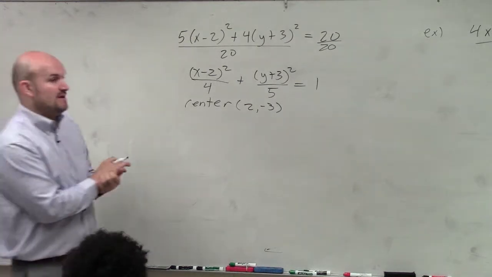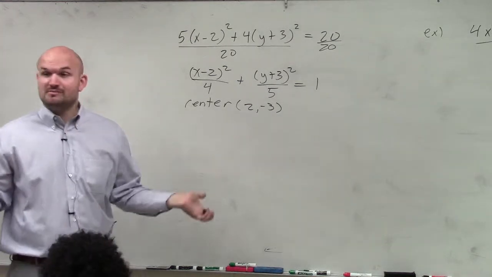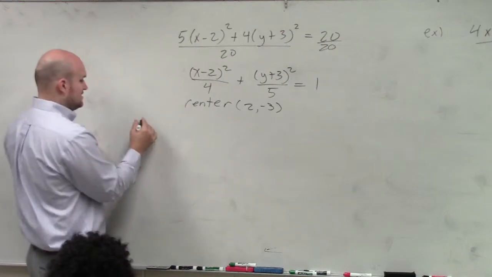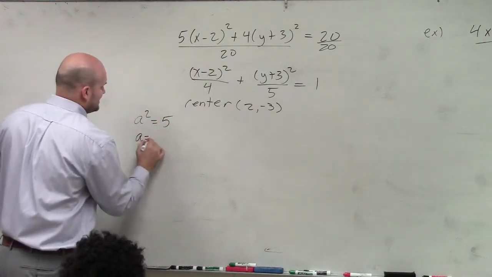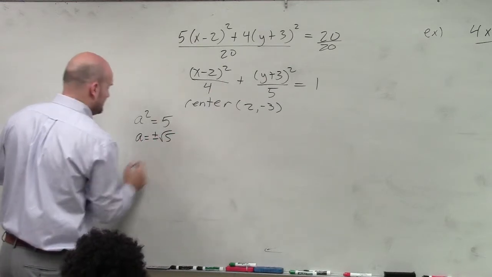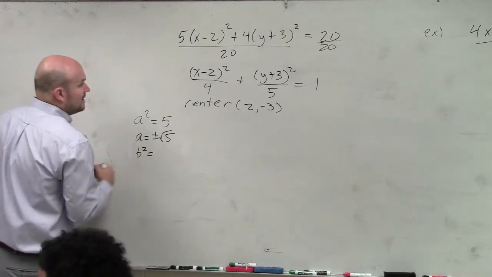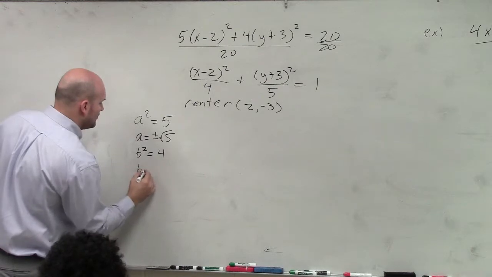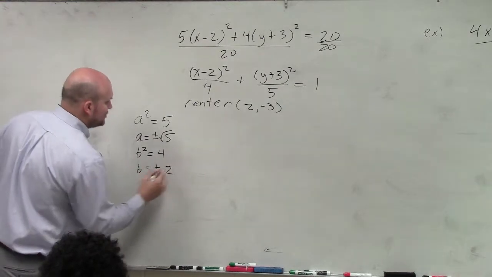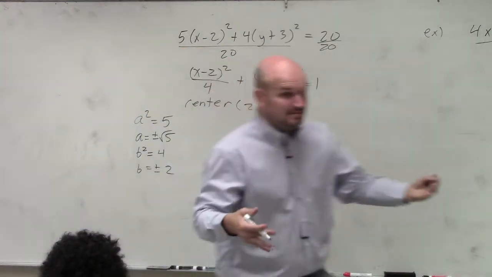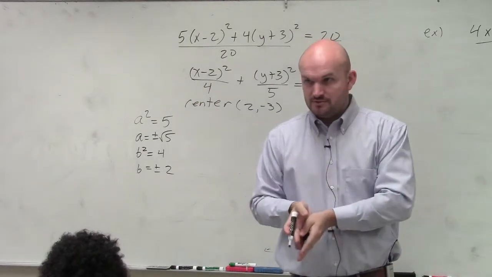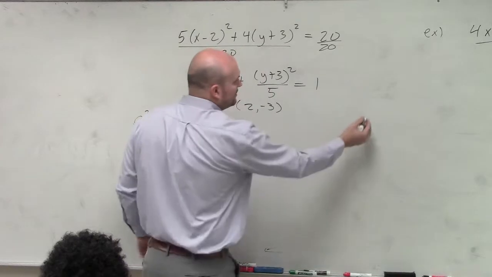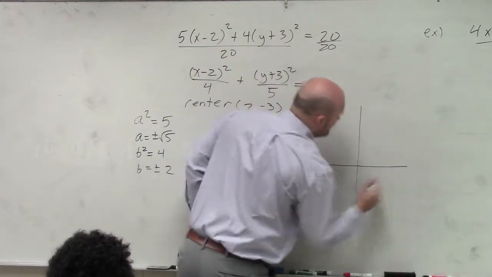Now I need to identify my a squared and my b squared. A squared is always going to be larger than b squared. So we can say that a squared is going to equal 5, where a is going to equal plus or minus the square root of 5. B squared is going to equal 4. So therefore, b is equal to plus or minus 2. Now, since a is under the y, should my major axis be horizontal or vertical? Vertical, right? So let's go ahead and plot that information so I don't forget.